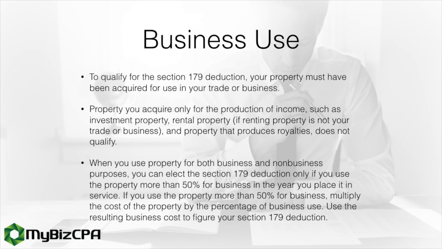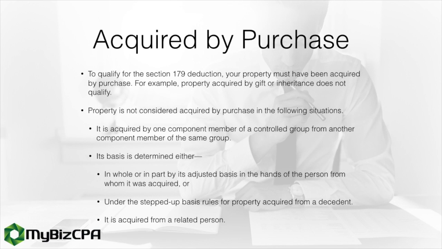If the asset you purchased has both a business and a non-business purpose, you can elect Section 179 on the portion of the asset that is related to the business, so long as the asset is more than a 50% business use asset. To qualify for the deduction, the property must be acquired by purchase, meaning that it cannot be acquired by gift or inheritance. Property acquired from a related party also does not qualify for Section 179 treatment.